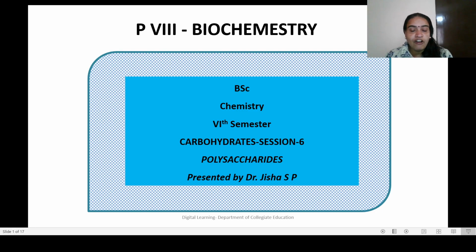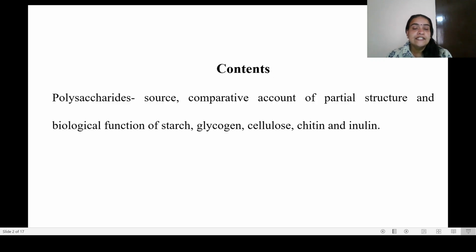This last session of this chapter, carbohydrate, is about polysaccharides. In the first session, we have seen that carbohydrate can be classified into monosaccharide, oligosaccharide as well as polysaccharide depending on the number of units we get on hydrolysis of this carbohydrate. If we are getting only one monosaccharide unit, we call it only monosaccharides.